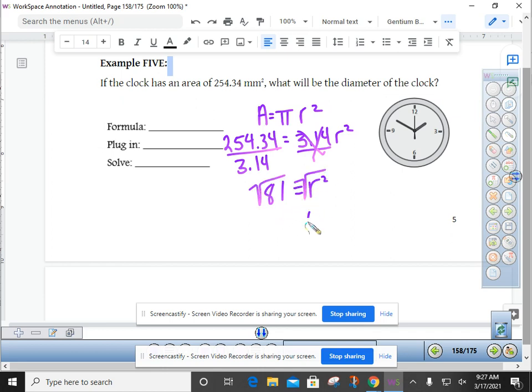What's the square root of 81? 9. And so what is the diameter of the clock? 18. Perfect. You guys are kicking some serious tail. Good job.